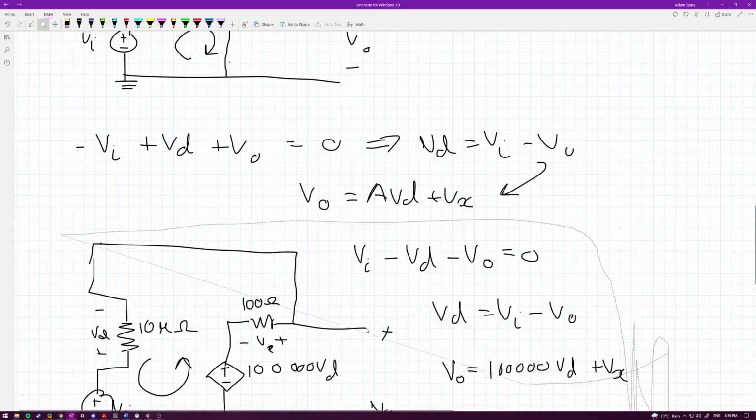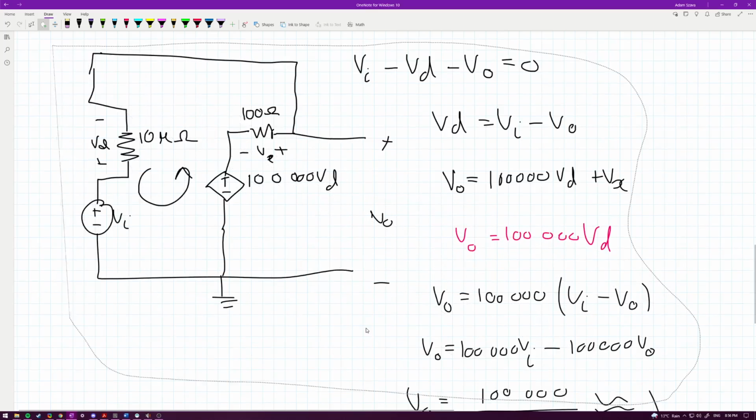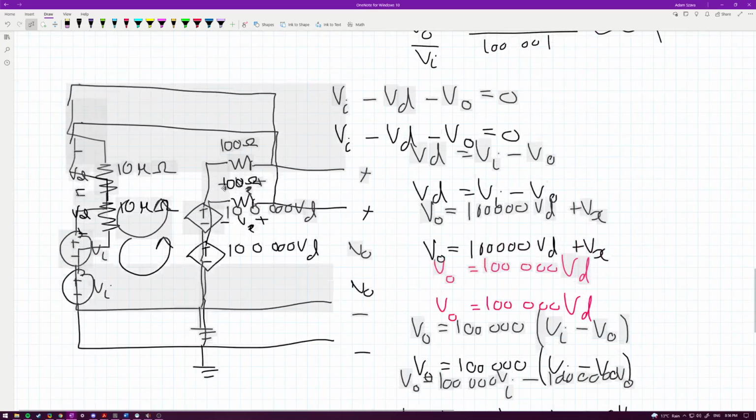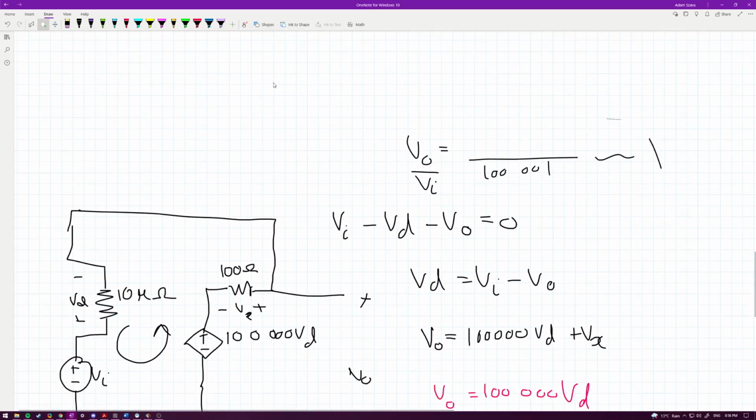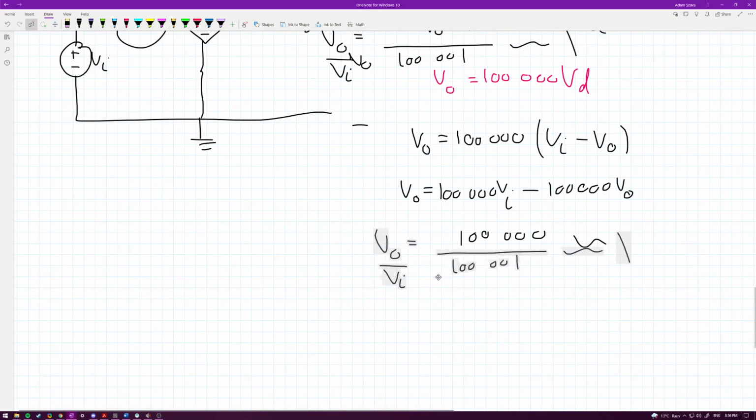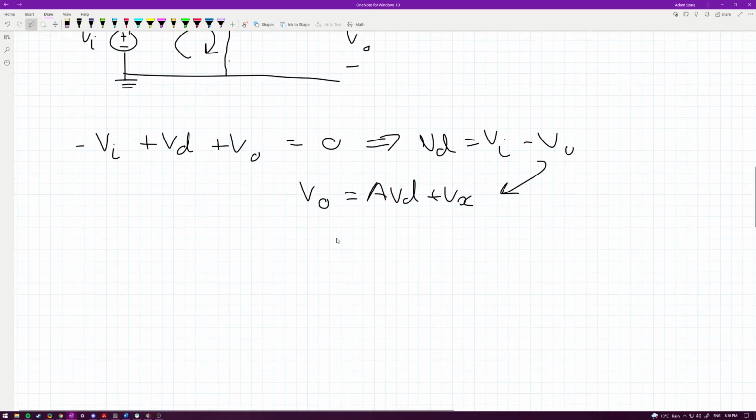OneNote is freaking out on me sometimes. Try that again. It's the bottom. There we go. Okay. There. Okay. So now substitute that into here.